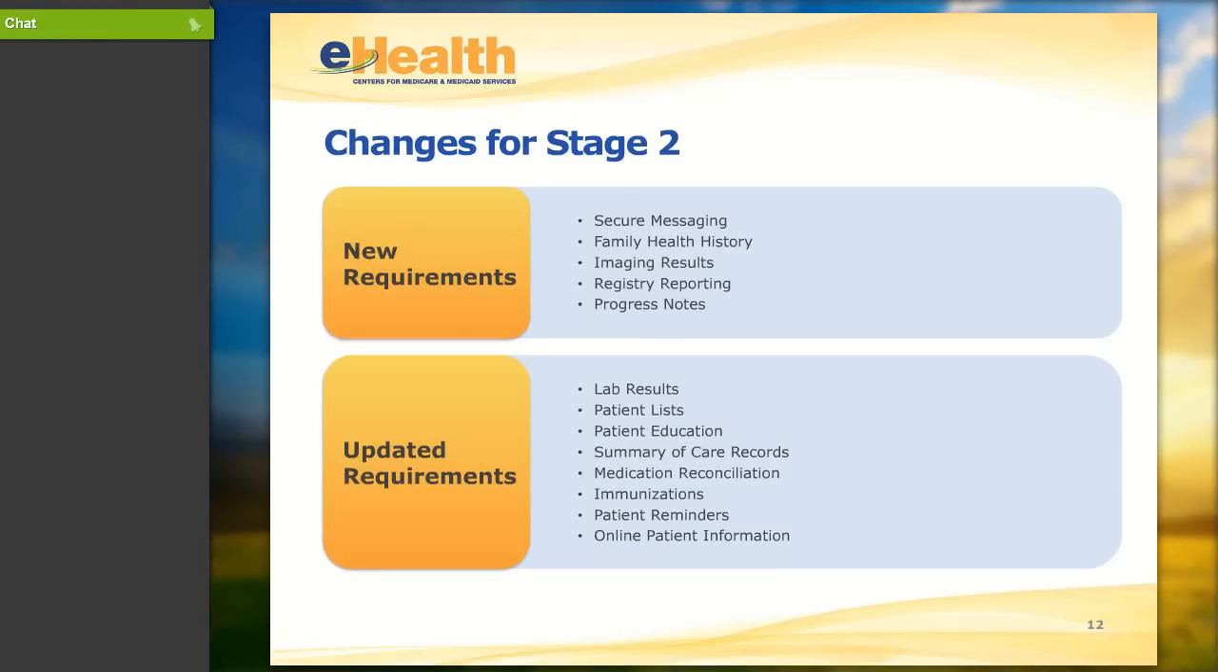Many of those objectives are things that you have already seen. You can see some of the updated requirements at the bottom. They are things like submitting information to an immunization registry and patient reminders. Some of them are brand new objectives, such as secure messaging, recording a family health history, incorporating imaging results into your EHR, reporting to a specialty or a cancer registry, recording progress notes in your EHR. These are all new core and menu objectives for Stage 2. So Stage 2 is a combination of things you've already seen and some new things as well.